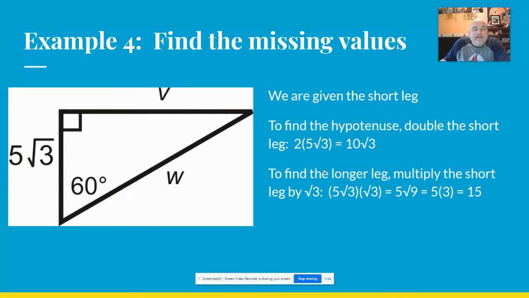The longer leg, we multiply the short leg by the square root of 3. So it's 5 square root of 3 times the square root of 3. When you multiply these radicals together, you multiply the radicands, what's underneath the square root symbol. So the square root of 3 times the square root of 3, well, that would be the square root of 9. But the square root of 9 is just 3. So 5 times 3 is 15, and we have the longer leg.